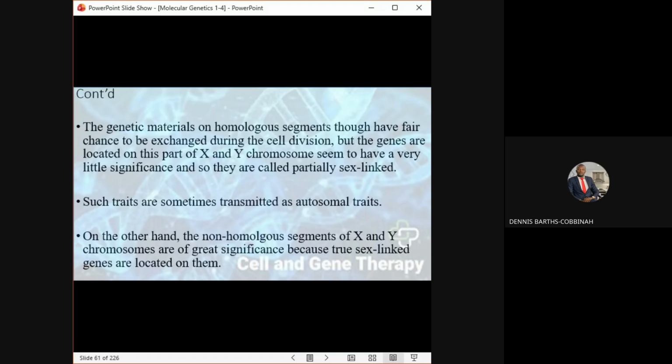But if they are linked to the X or Y chromosome, we refer to them as sex-linked. But it is more prevalent on the X, so we use the word X-linked, X-linked characters. On the other hand, the non-homologous segments of X and Y chromosomes are of great significance because sex-linked genes are located on them, just as I have indicated.